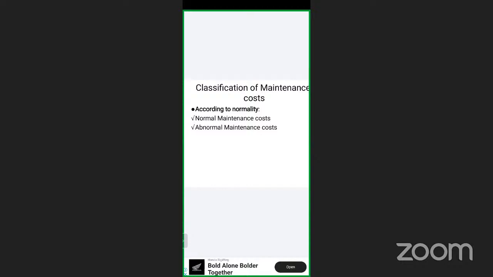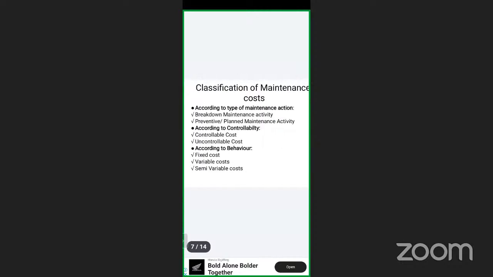Okay, I'm comparing it with the human body, because the human body is also a machine, right? You have different systems inside the human body. So abnormal maintenance cost is anything which is uncommonly happening. Okay, so based on the normality, they are divided into normal maintenance cost and abnormal maintenance cost. So we have seen 2 classifications so far. One is on the basis of nature, other is on the basis of normality, so normal and abnormal costs.